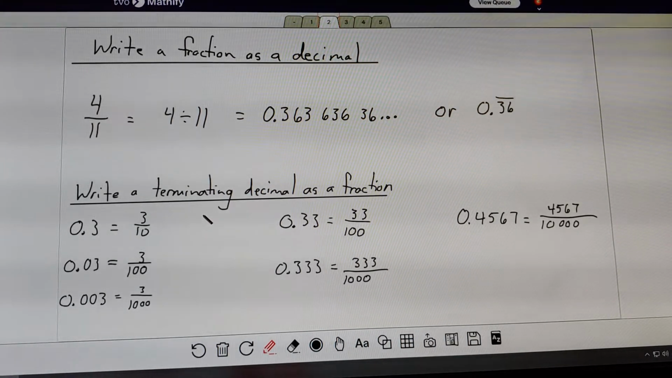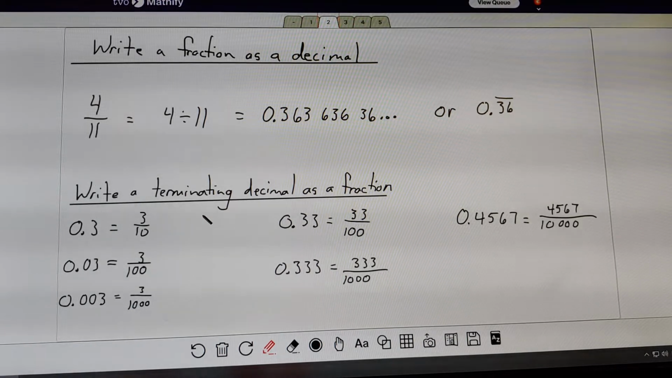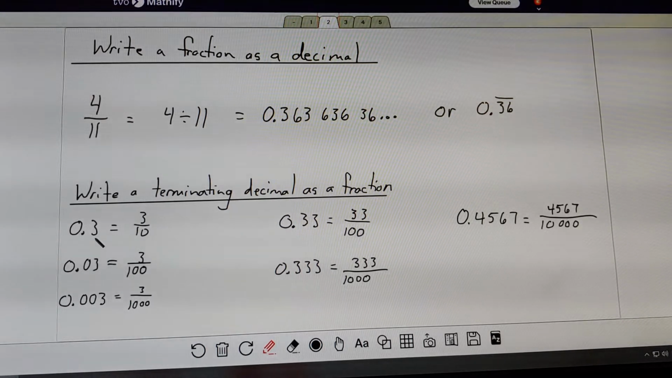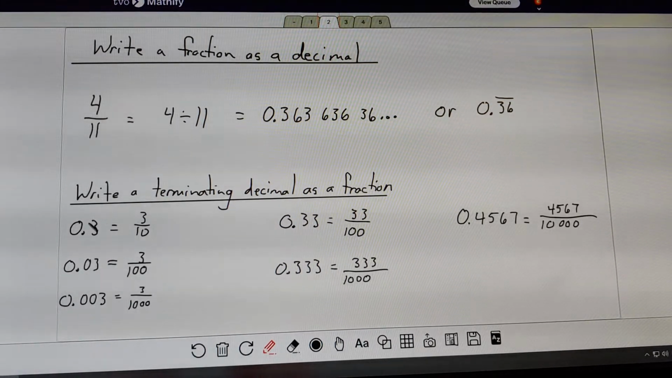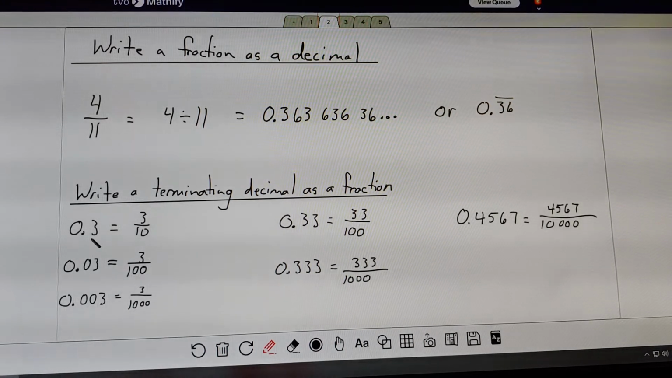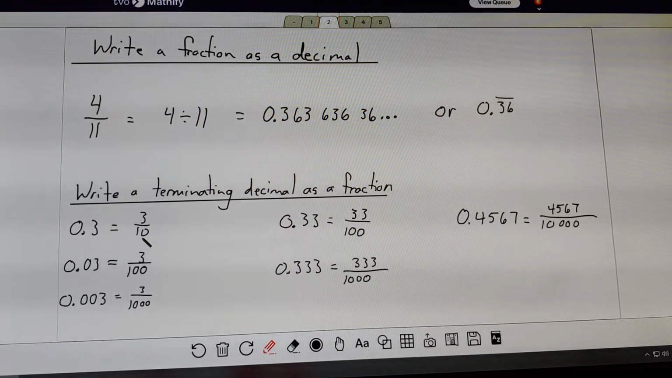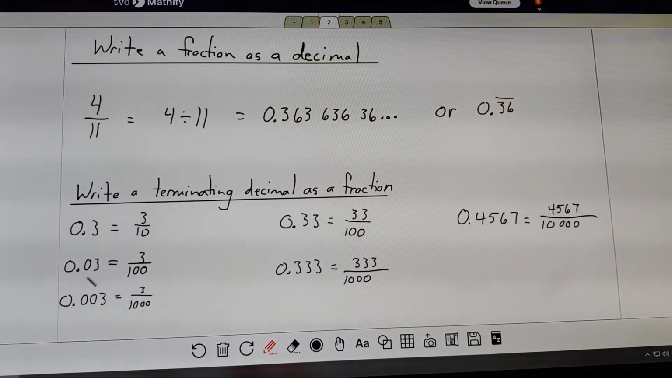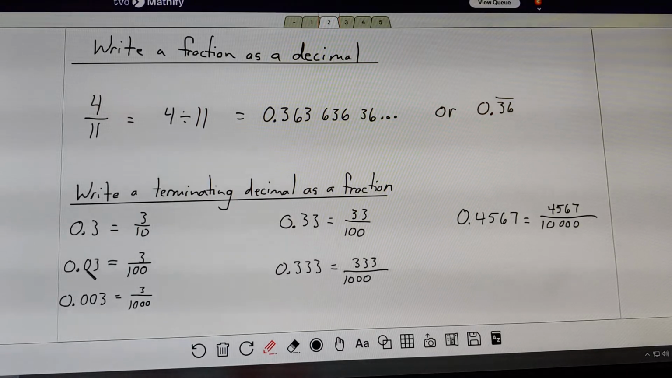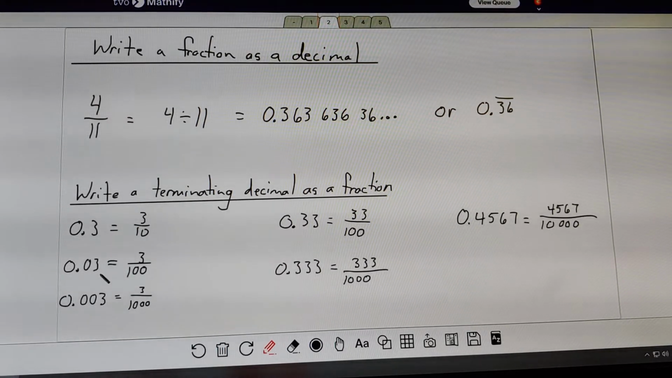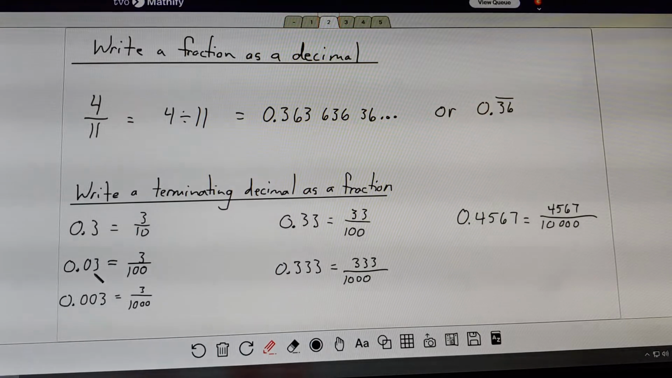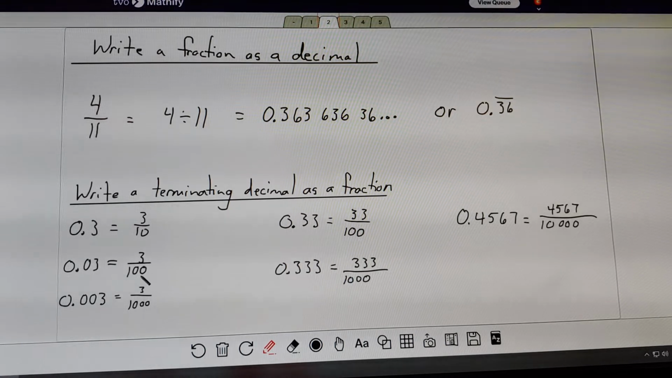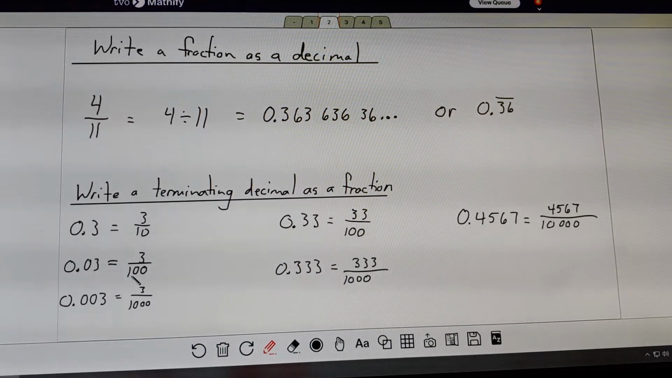Okay. Now, if we're going to take a terminating decimal and write it as a fraction, so if we had 0.3, here's the trick. There is one decimal place right there. So we're going to put it over a power of 10 that has 1 zero. One decimal place, 1 zero. So 3 over 10. So same number, except now we've got another power of 10. It's 0.03. There are 2 decimal places, which means we're going to use a power of 10 with 2 zeros in it. So this is going to be 3 over 100.